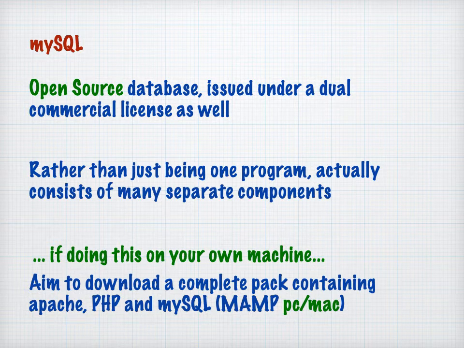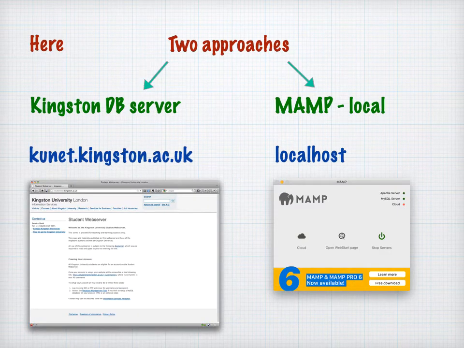Now, for those of you using your own machine, you may well have installed MAMP, and there are other packages available, WAMP and things. MAMP, for example, is a piece of software that has Apache, PHP language support already built in, and the MySQL server. Well, we actually have two approaches that we can use here. We have a database server that's supplied through the university, and you can interact with it through the address kunet.kingston.ac.uk, or you can install MAMP locally, and you'll install MySQL as part of installing MAMP. So I'm just going to go through those two different approaches.